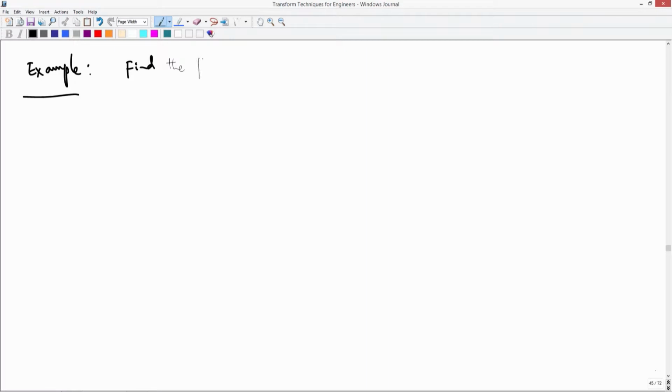Find the Fourier series for the function f of x. What I consider is a simple function, so that we will establish for this function what we mean by Gibbs phenomena. Through this example we will establish the phenomena that is called Gibbs phenomena.